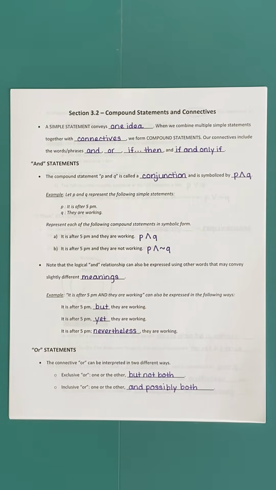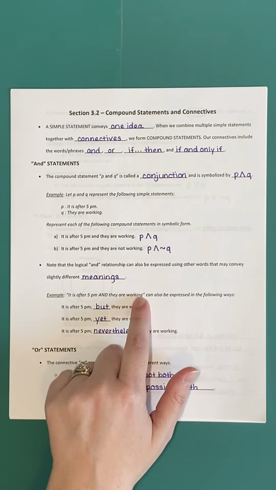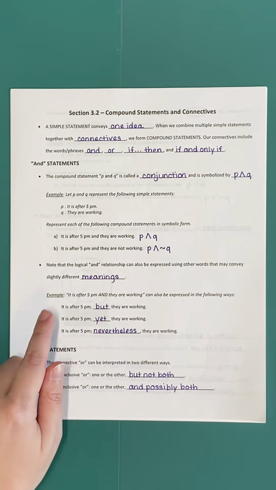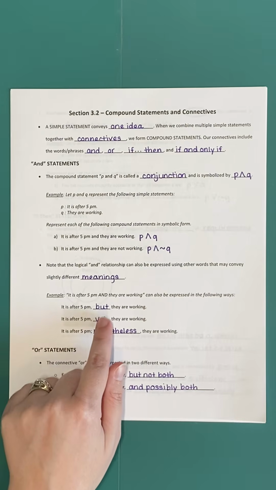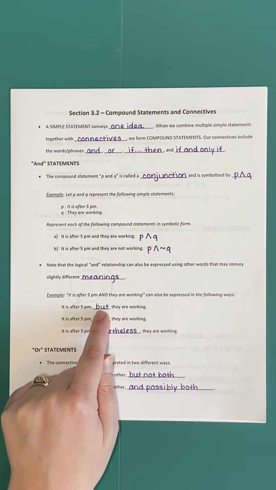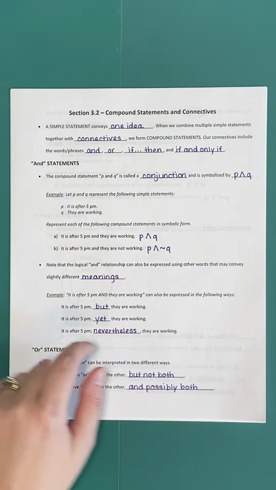These words are going to convey a different kind of meaning in terms of how we interpret the relationship in English, but they still mean the same thing here logically. They mean we're using this conjunction operation. So "it is after 5 p.m. and they are working" could also be expressed logically in these different ways. "It is after 5 p.m., but they are working." So the word but also represents conjunction. It represents this particular symbol joining together our statements.